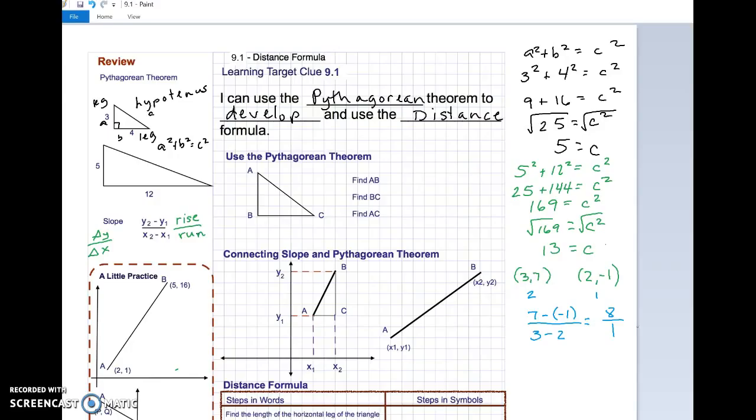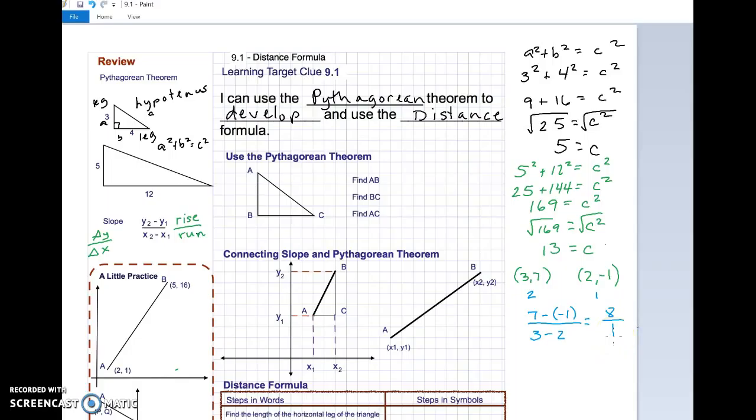Well, the way that you should have done it was you should have identified one of your points as your first point and one of your points as your second point. I chose (3, 7) to be point 2 and (2, -1) to be point 1. And then I subtracted my y's, 7 minus -1, and I put that over my x's, 3 minus 2. So 7 minus -1 is really 7 plus 1, so that was 8. 3 minus 2 is 1, and 8 over 1 is my slope.